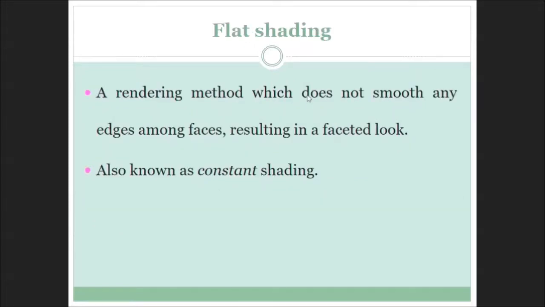Then flat shading, a rendering method which does not smooth any edges among faces, resulting in a faceted look. This is also known as constant shading. Let me tell you again. This is a rendering method which does not smooth any edges among faces. There are many faces of a 3D, so this is a method which does not smooth any edges. It leaves the edges. That is why we have flat shading.